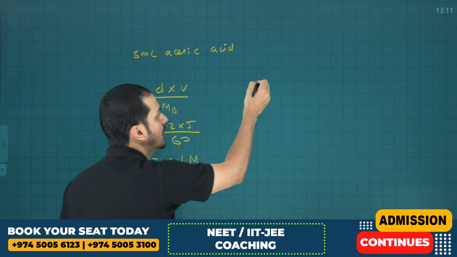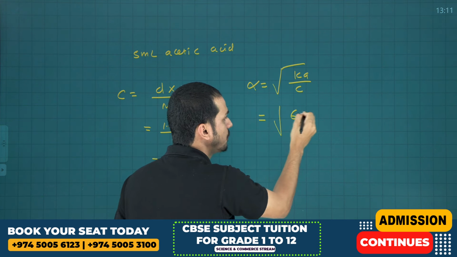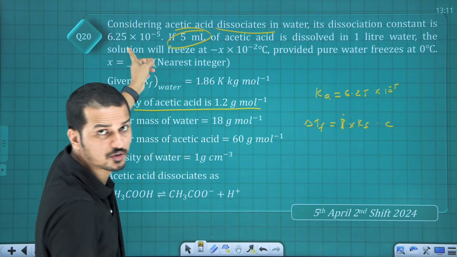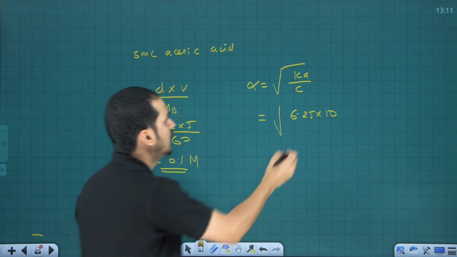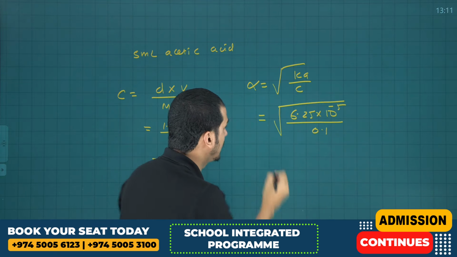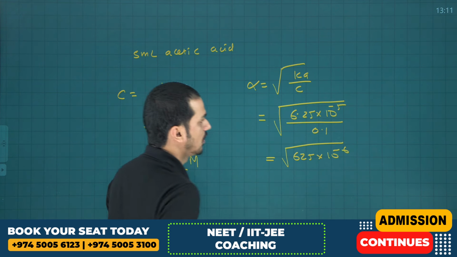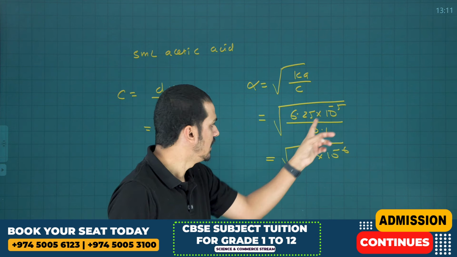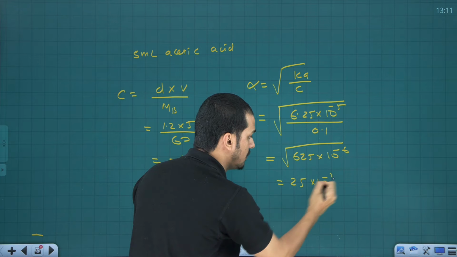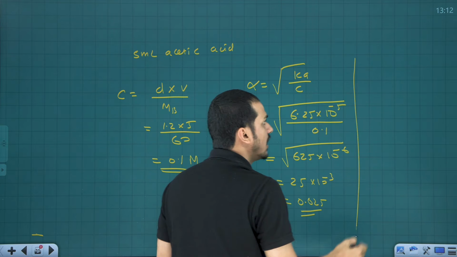Now I can find alpha. Alpha is equal to, what's the formula? Root of Ka by C. Ka is 6.25 into 10 raised to minus 5, divided by 0.1. So that is equal to 625 into 10 raised to minus 6, which is equal to 25 into 10 raised to minus 3. That is equal to 0.025. Alpha I got.